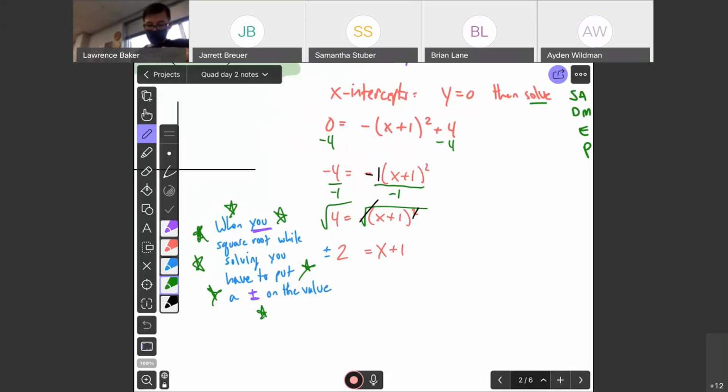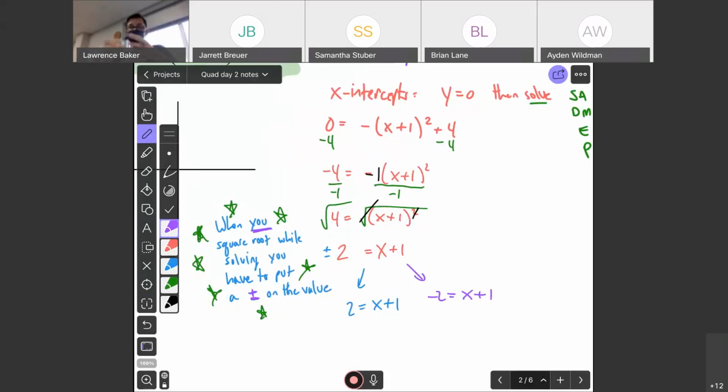Now, the next part, you guys have done something pretty similar as before. How do we address the rest of this? Because x isn't by itself yet, right? We're still trying to solve. Well, split the problem into 2 problems. We say, well, what if 2 is equal to x plus 1? We say, what if -2 is equal to x plus 1?